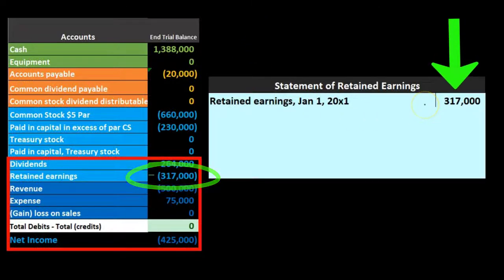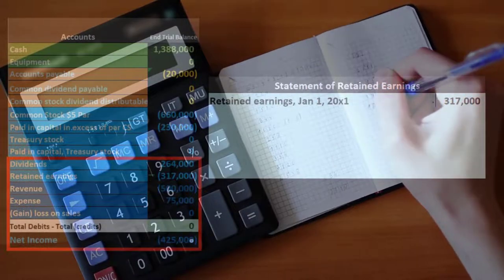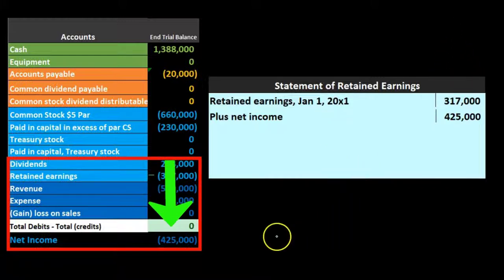We don't start at zero as we do with the timing statement for the income statement, but we start at where we were at the end of last time, that last point in time. And then we're going to see what changes. Net income is the thing that changes. Just like any type of statement of equity, sole proprietor, partnership, it's going to increase by net income, which we can see here as revenue minus expenses.